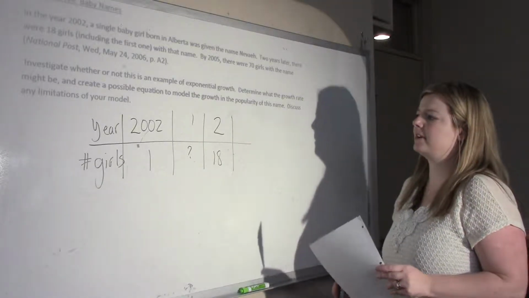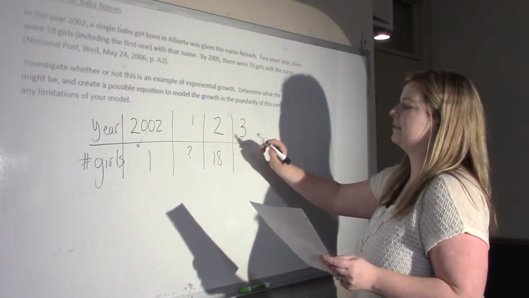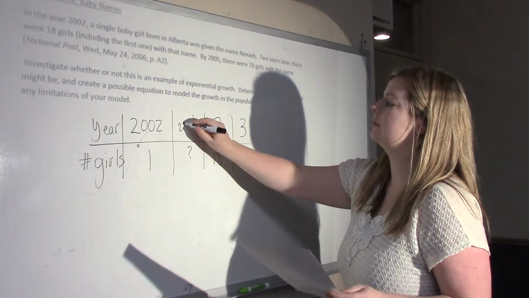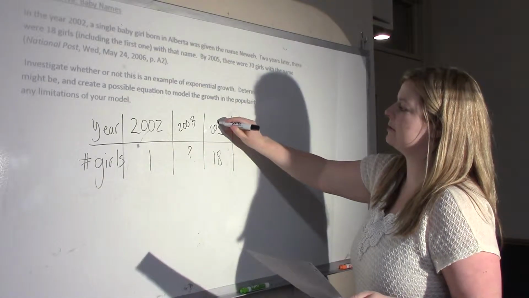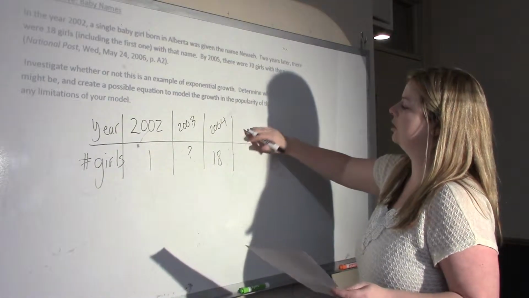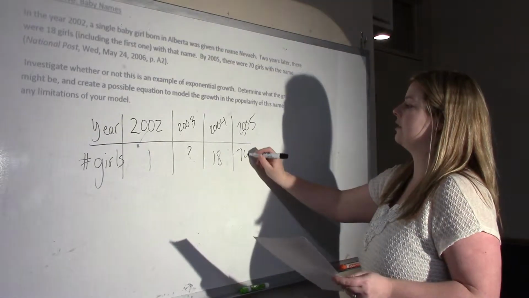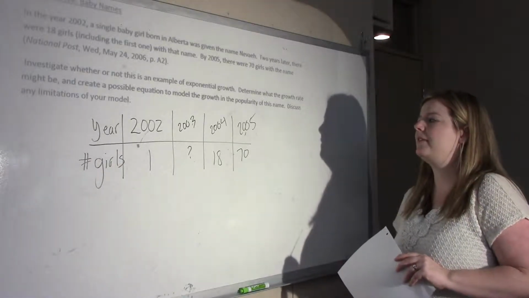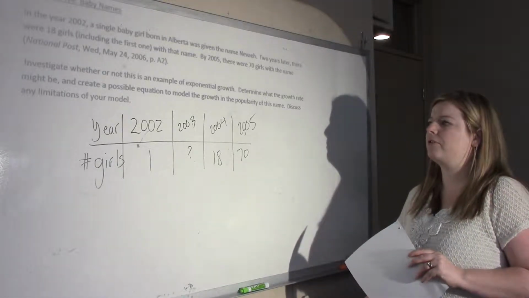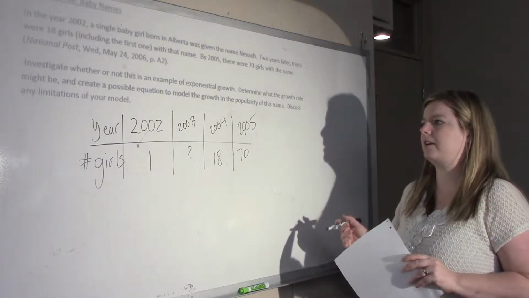And in 2005, so that would be year 3 then. Oh, sorry, this is 2003, 2004, and 2005. There's 70 girls. So is this an example of exponential growth? What would the growth rate be? And create a possible equation to model the growth in popularity.